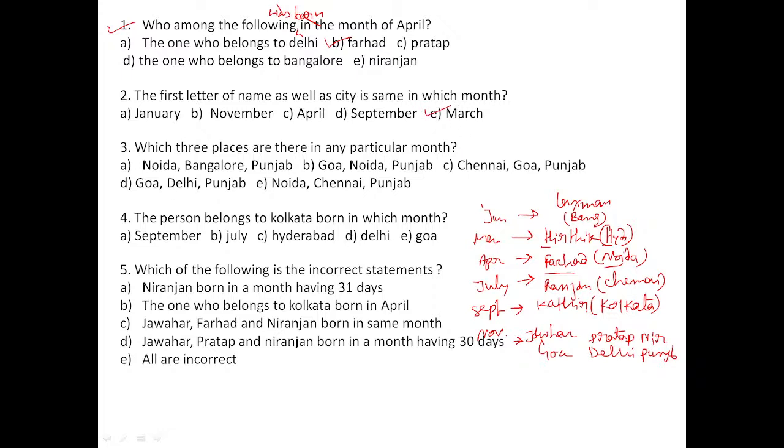Moving to question number 3 here. Which 3 places are there in any particular month? The question already says that in a particular month 3 persons are there. So in our solution, in the month of November 3 persons are there: one from Goa, one from Delhi, one from Punjab. So Goa, Delhi and Punjab. Which option? Option D. Okay. Moving to question number 4 here. The person who belongs to Kolkata was born in which month?